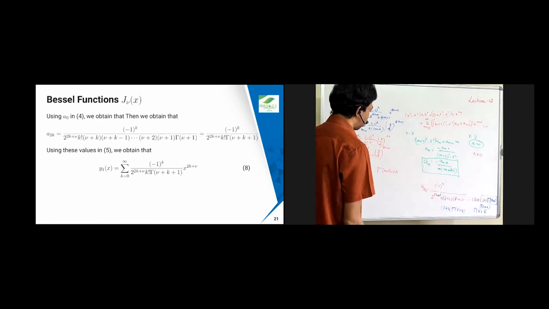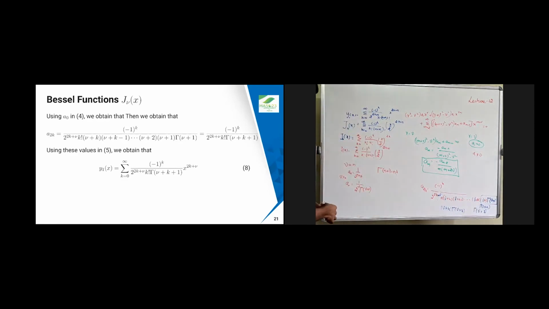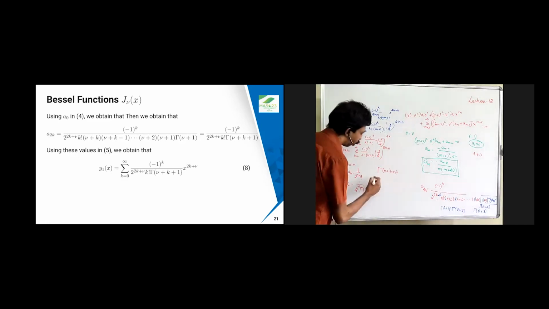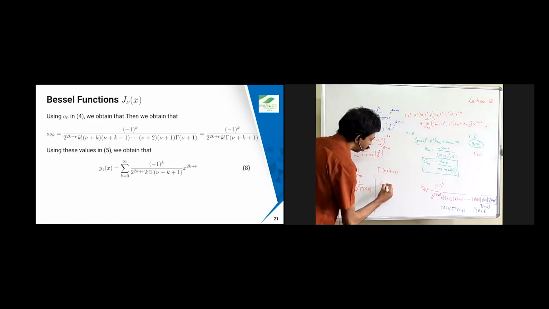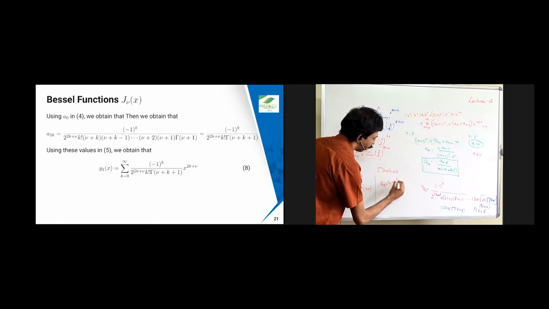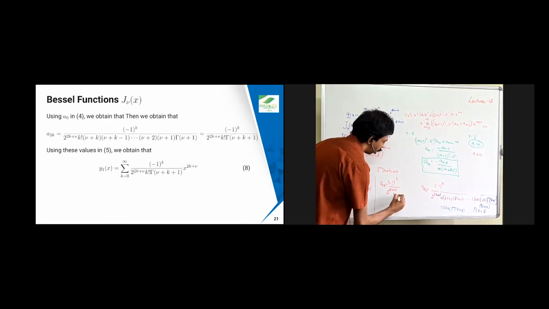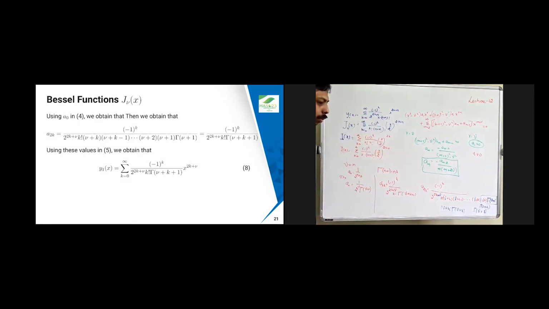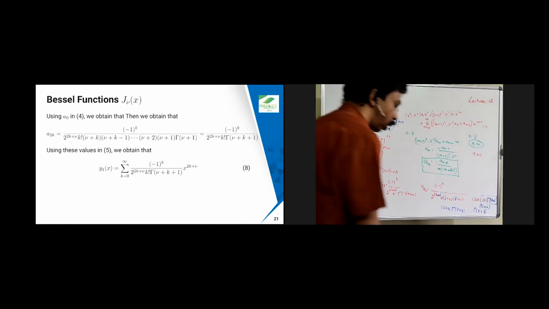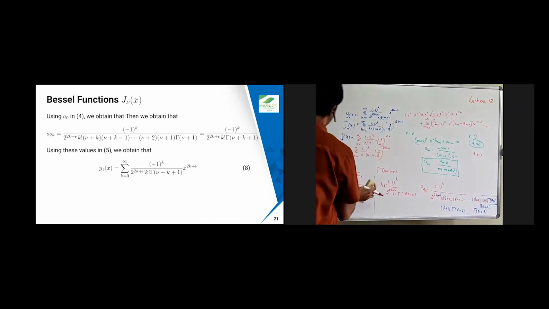Therefore, a2k I can write as minus 1 power k divided by 2 power 2k plus nu, k factorial into gamma of nu plus k plus 1. Once again I can substitute this into the equation, wherever I have that, so that is going to become y1 of x. So erase this first.